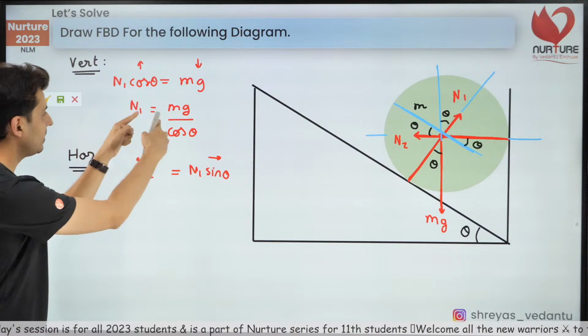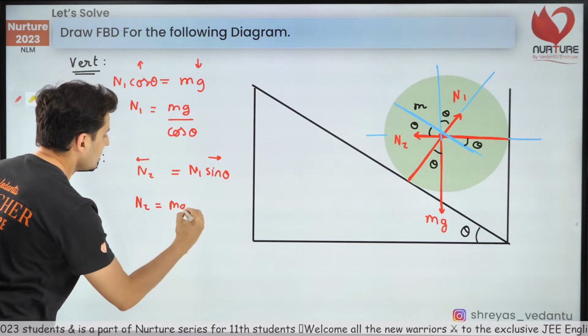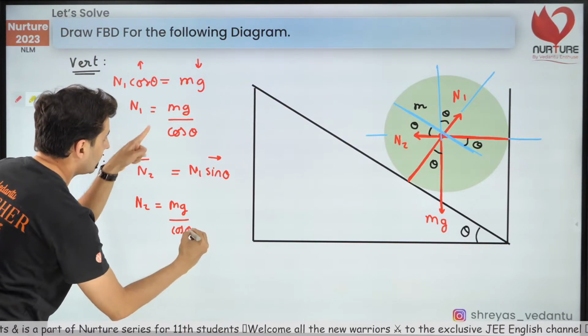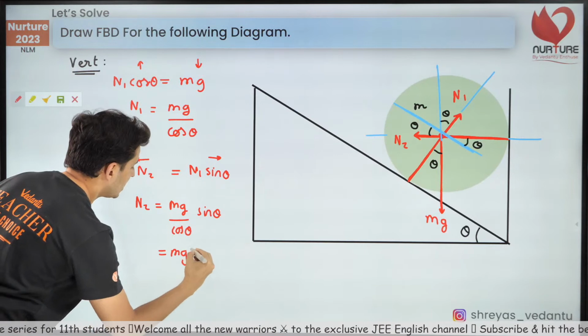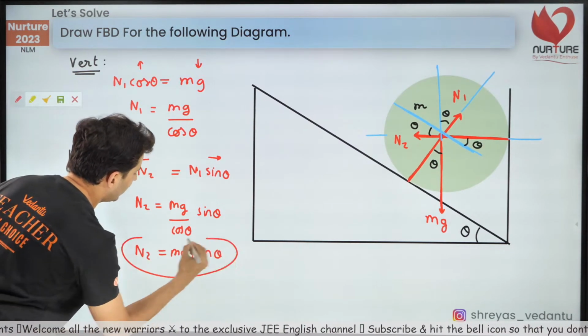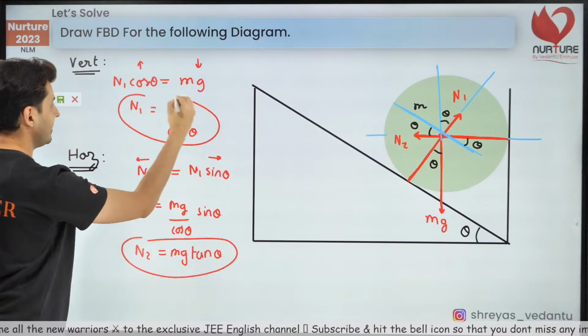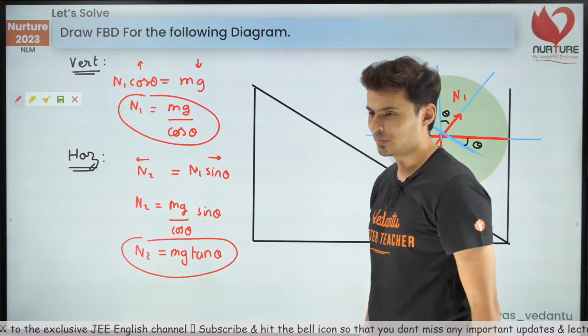Great. But what is the value of N1? So therefore N2 will be mg by cos theta into sine theta. So therefore it is mg tan theta. That's the value of N2. So I have found out both the normals in case they were asked in the question. So there is no unknown now.